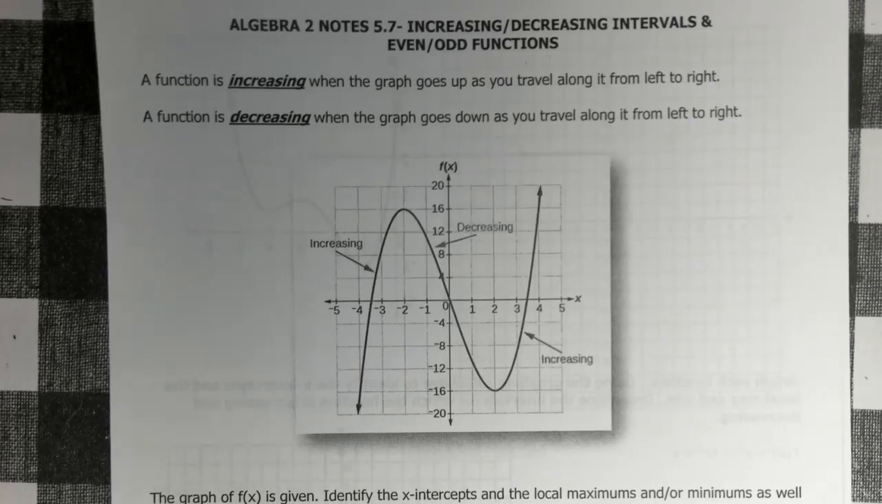So 5.7, we'll look at graphs and we will identify what our increasing and decreasing intervals are. So where a graph is going up from left to right and where a graph is going down from left to right, which is really simple.